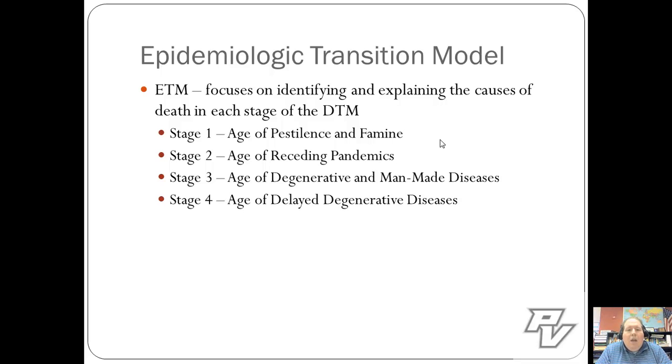In stage 3, we're in the age of degenerative and man-made diseases. These are diseases like heart disease and HIV and AIDS, which we're starting to see, and cancer. Heart disease is much more of a man-made disease than it is anything else. And cancer is something we're still fighting for. But in stage 3, we're dealing with much more degenerative diseases, as a lot of the pandemics, which are the sudden killers, aren't any longer the big deal. Stage 4 is the age of delayed degenerative diseases.